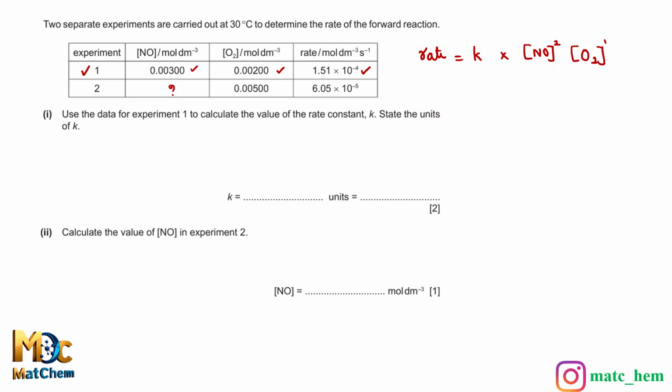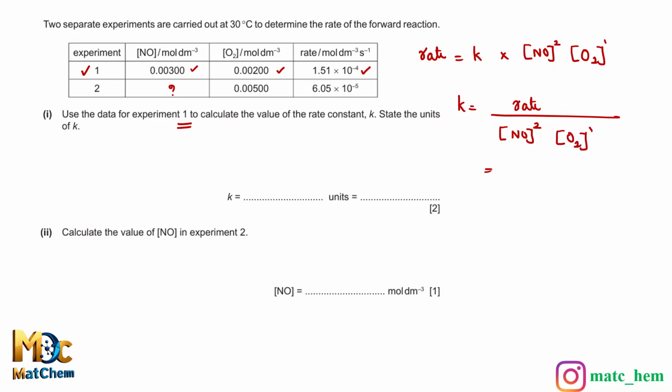the rate constant. The rate constant needs to be calculated from experiment 1. Use the data of experiment 1. Calculate the value of the rate constant. State the unit of K. So, what is the rate constant? Rate constant will be equal to rate divided by the concentration of NO squared, into concentration of O2 raised to 1.